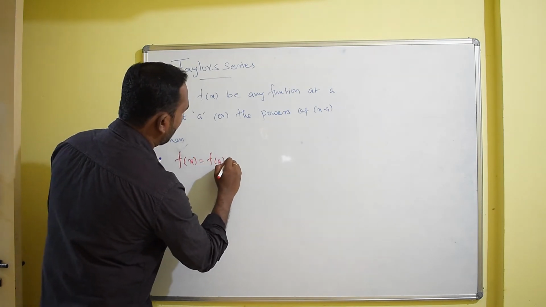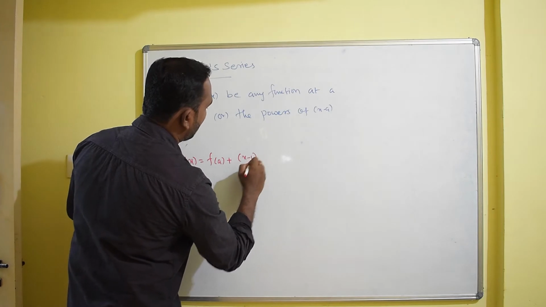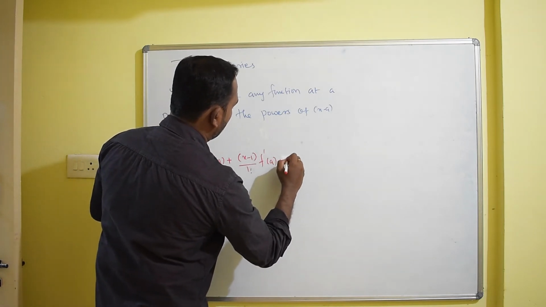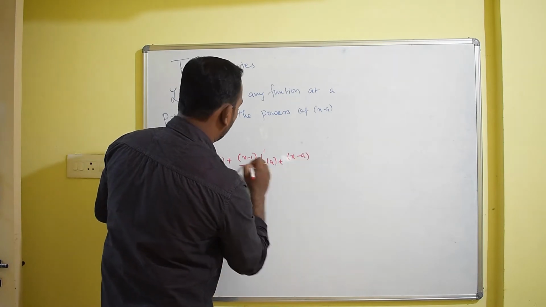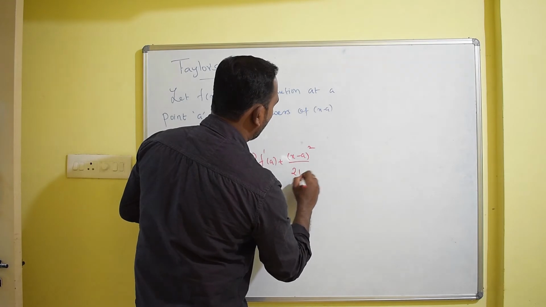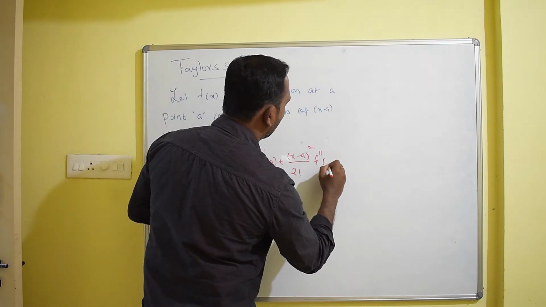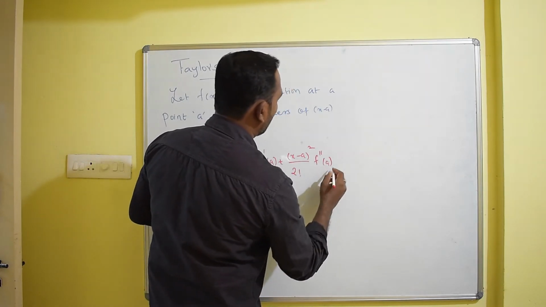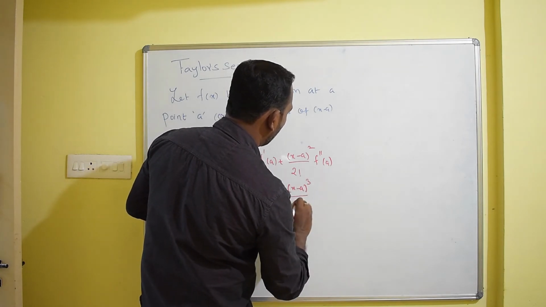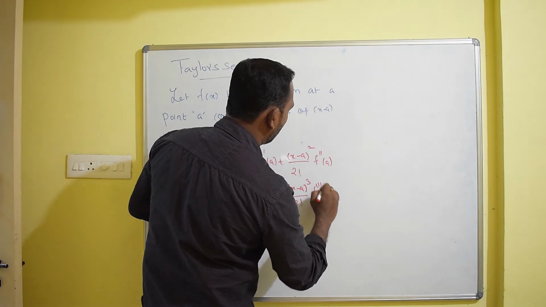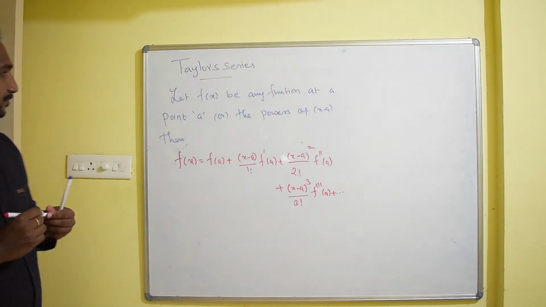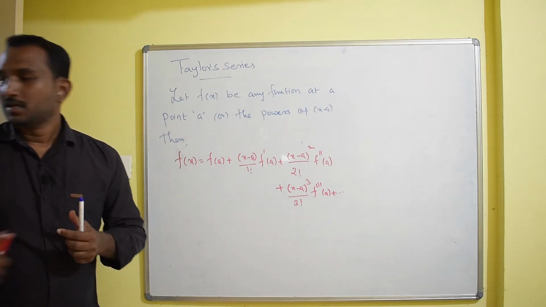f of a plus (x minus a) by 1 factorial into f dash of a plus (x minus a) whole square divided by 2 factorial into f double dash of a. Similarly, we can write plus (x minus a) power 3 divided by 3 factorial into f triple dash of a, and it's going on. So this is the expansion of a Taylor series.